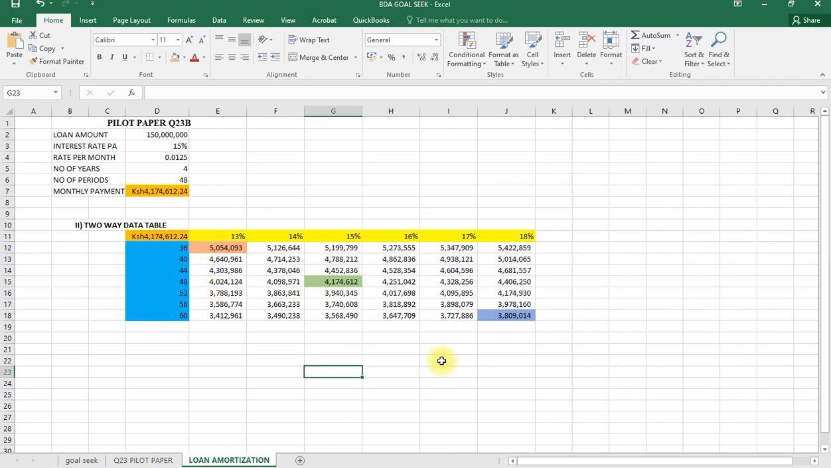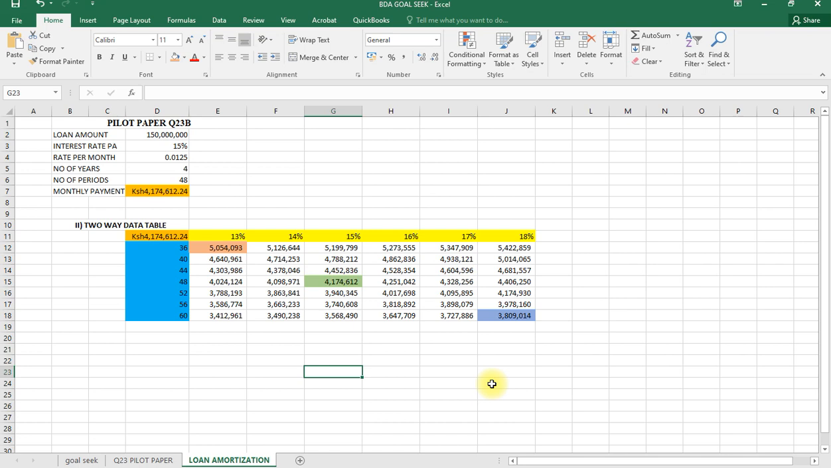So it's for the investor now to choose among the 3 options, depending on the amount available to the investor, because he can decide to go with the lower rate and pay within a shorter period of time if he doesn't have any cash flow problem. But if he has a cash flow problem, then he can decide to increase the duration, go with 60 months and pay a lesser amount. And that's how you deal with the two-way data table and the loan repayment.